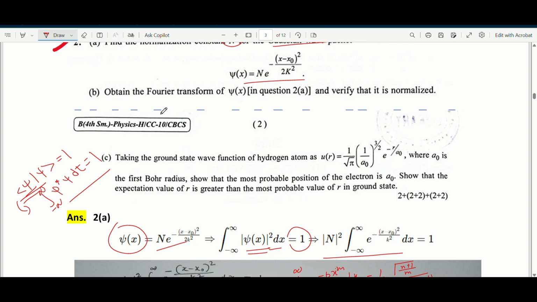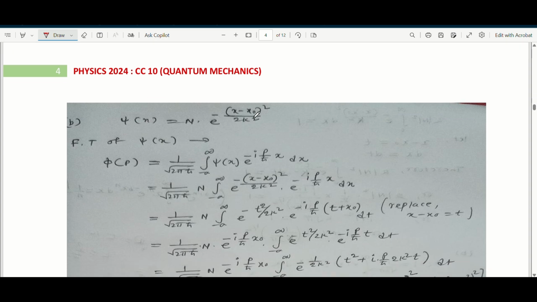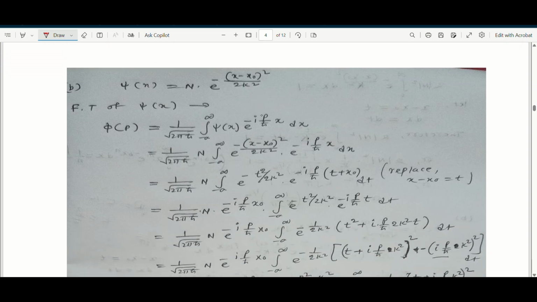Now after that, obtain the Fourier transform of ψ of x. So ψ of x is this. We calculate the n value here, and what will be the Fourier transform? Now this is the general expression of the Fourier transform, that is 1 divided by root over 2π ħ, the integral from minus infinity to plus infinity of ψ of x e to the power minus i p by ħ into x dx. This is the general form of Fourier transformation.